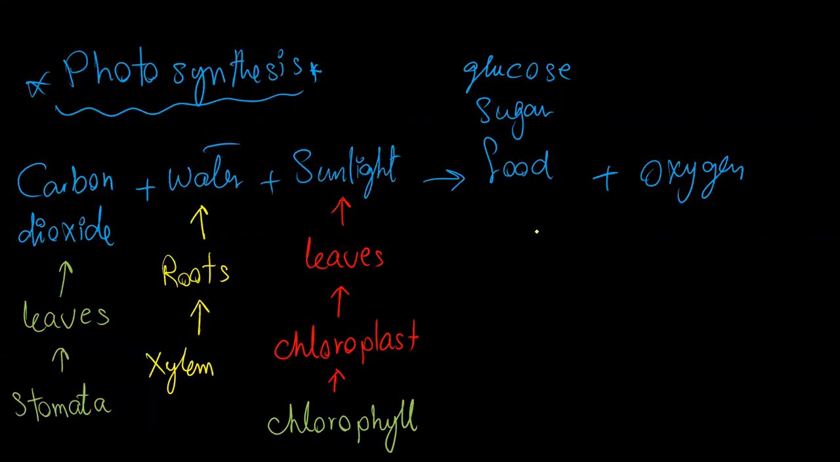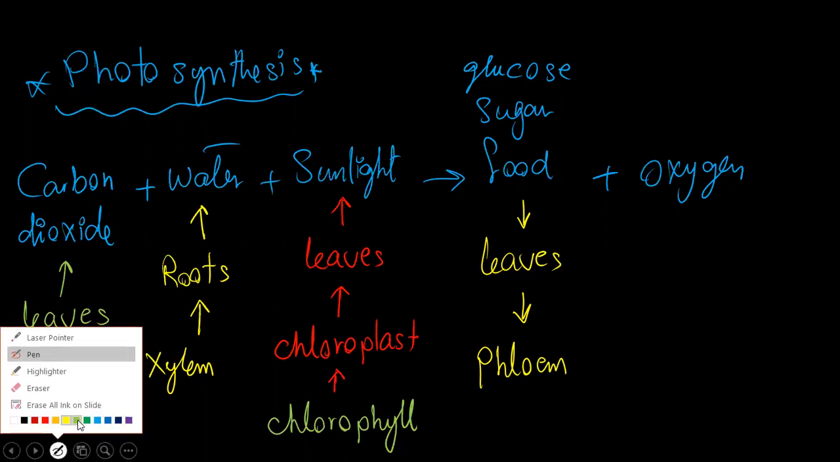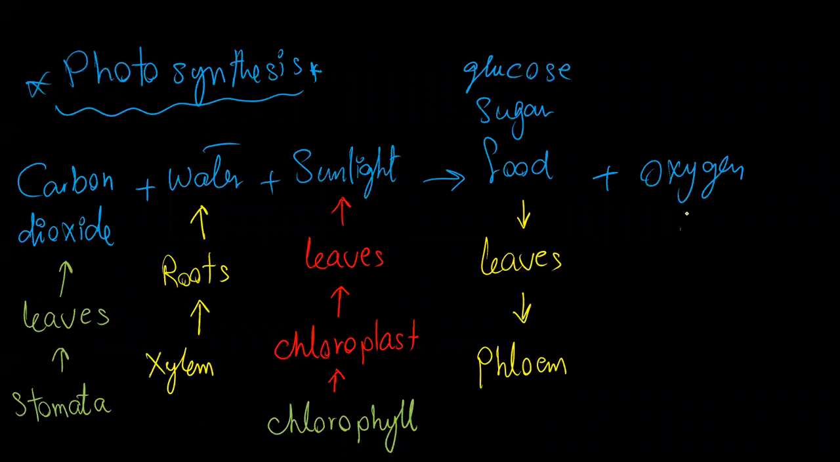Then what about the food? Do you remember the food made by the plant? Yes, this sugar, how it is transported to different parts of the plant. It is made in the leaves. Then it is transported to all the parts of the plant through which type of transporting tissue? Yes, excellent. Phloem, transporting tissue. What about oxygen? Do you remember? We said that the oxygen gets out of the leaves also through the same openings which are called stomata.